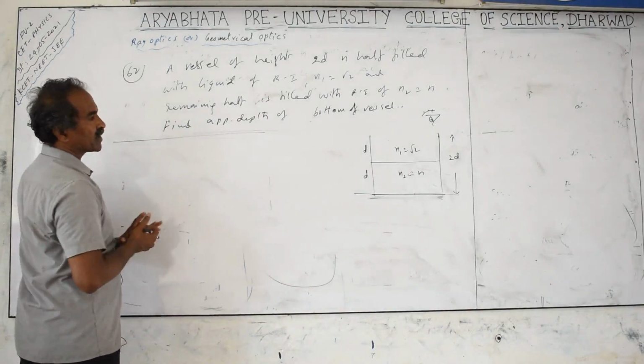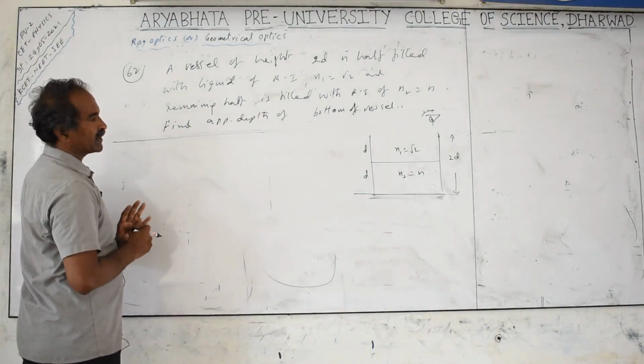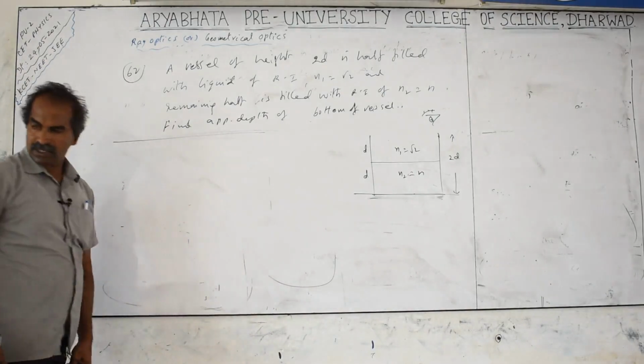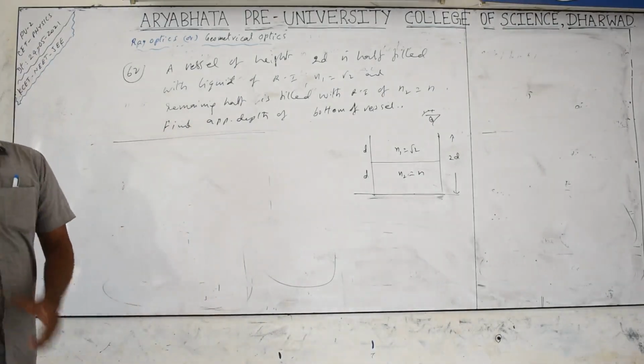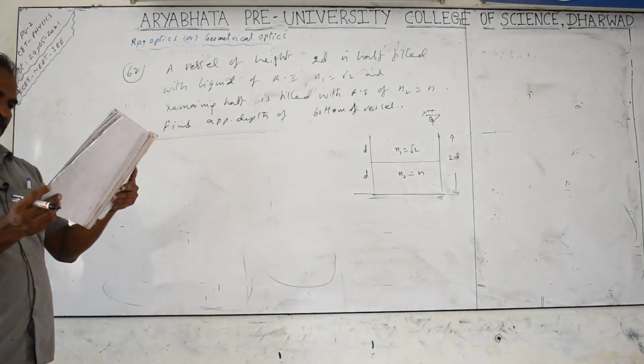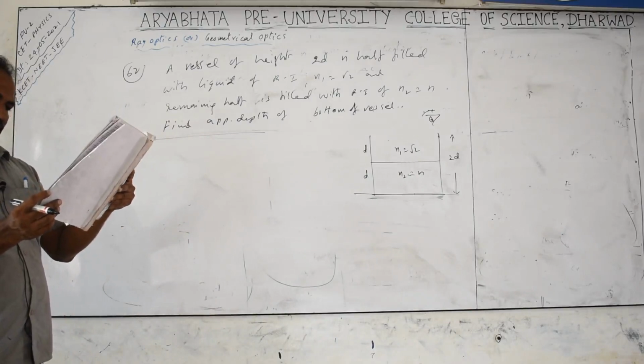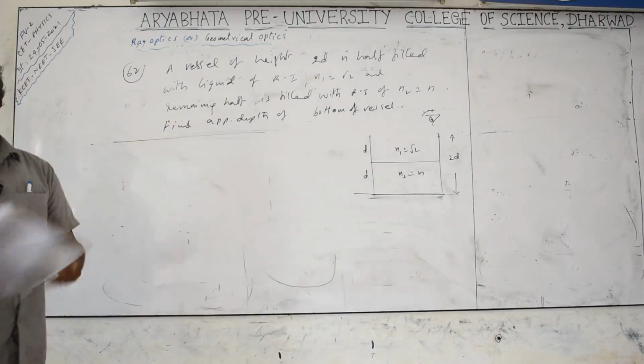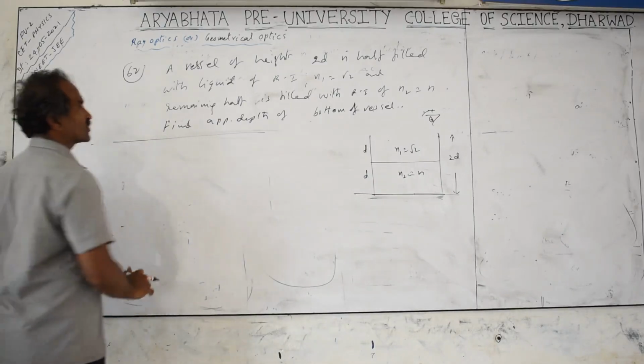Total apparent depth is equal to the sum of the two apparent depths, dA1 plus dA2. They didn't ask for the shift, the shift is not asked. They just asked for the apparent depth of the inner surface of the vessel, the total apparent depth.